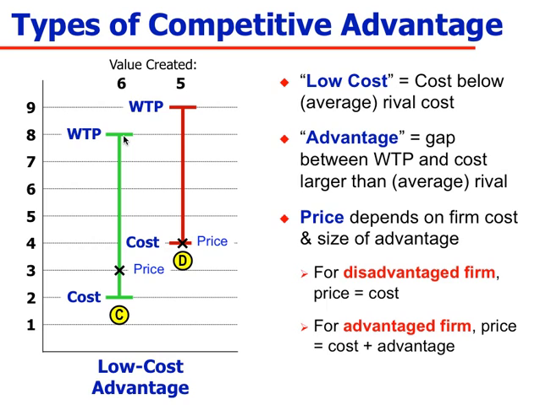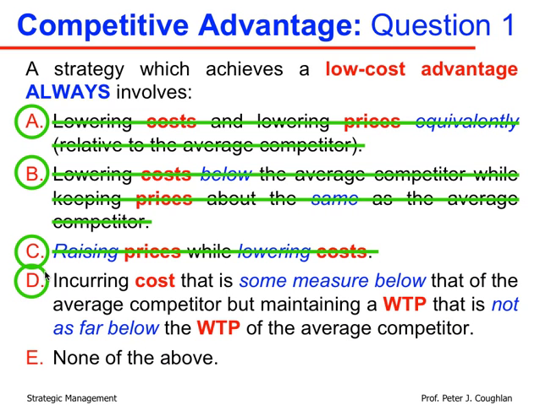To have a low cost advantage requires that your costs are lower than the competitor, and your willingness to pay is likely below the competitor's. If it's not, you have a dual advantage, not a low cost advantage. But your willingness to pay is lower than the competitor's, though not by as much. Here, for example, willingness to pay is $1 lower, cost is $2 lower. You've got to have a larger cost difference than willingness to pay difference. Otherwise, your gap is not going to be larger and you're not going to have an advantage.